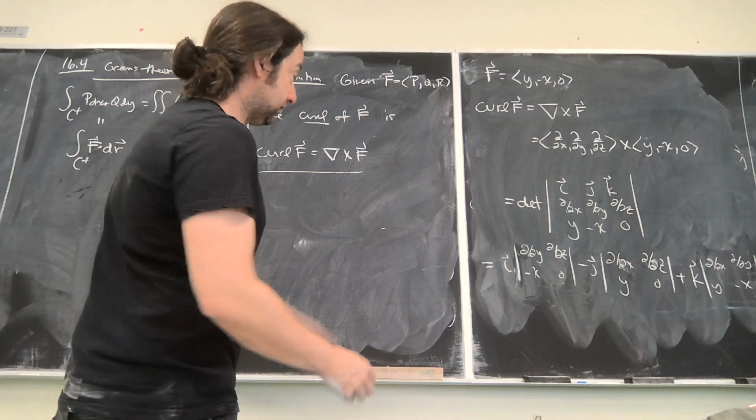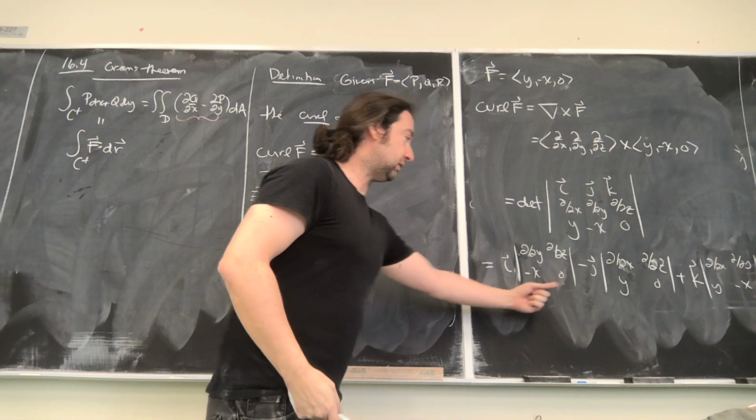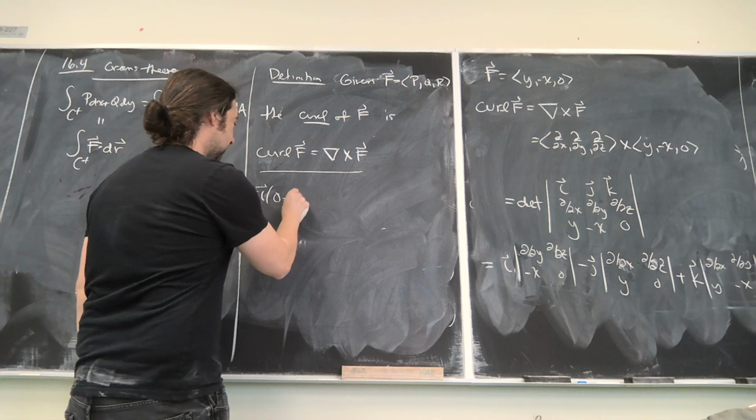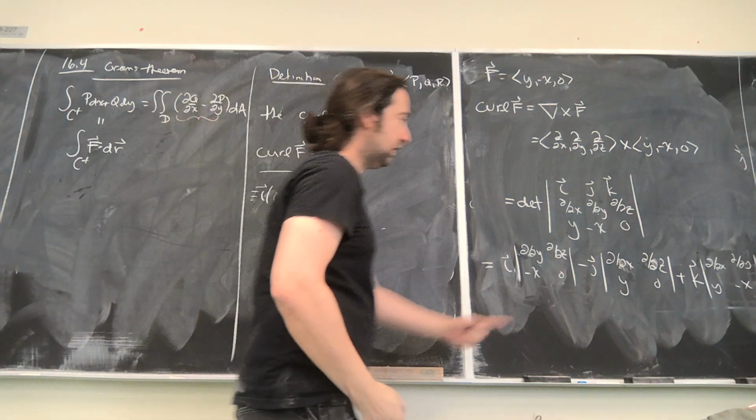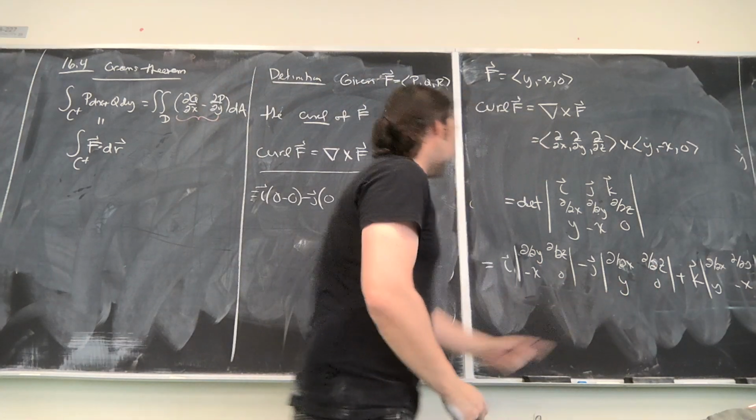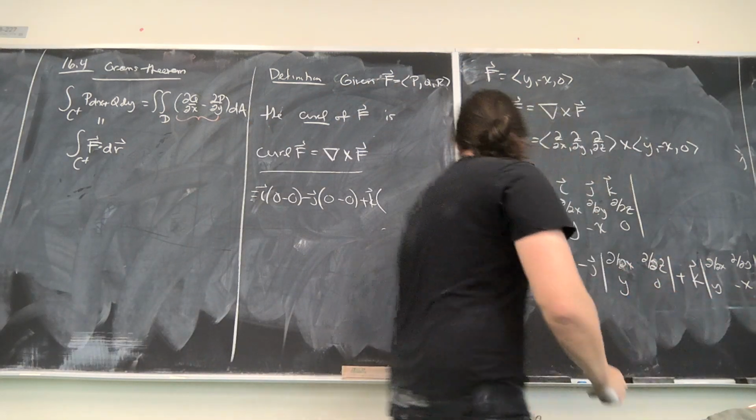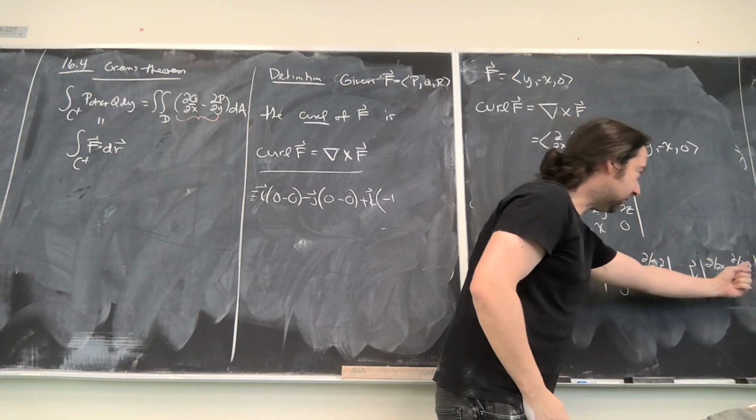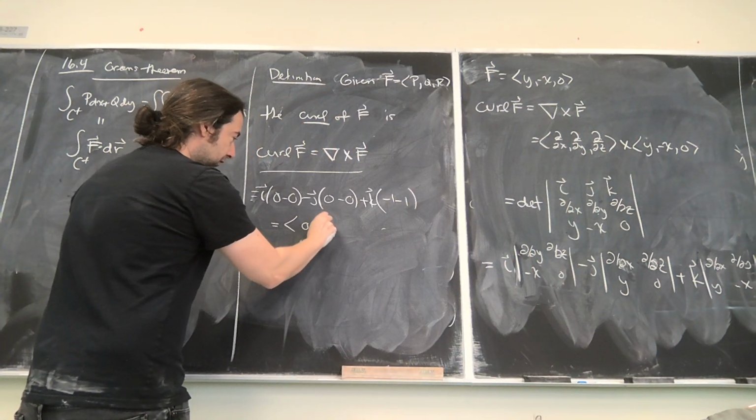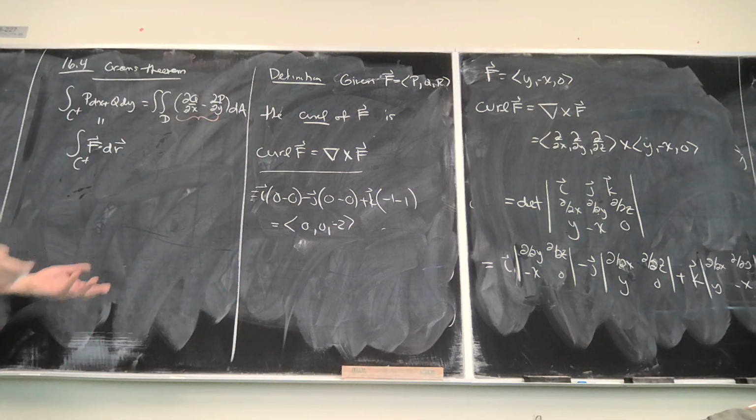So if I was going to continue with this, I would get i times d by dy of 0, which is 0, minus d by dz of negative x, which is 0, minus j times d by dx of 0, which is 0, minus d by dz of y, which is 0, plus k times d by dx of negative x, which is negative 1, minus d by dy of y, which is 1. And so all of this turns into the vector (0, 0, negative 2). The curl of a vector field is a vector.